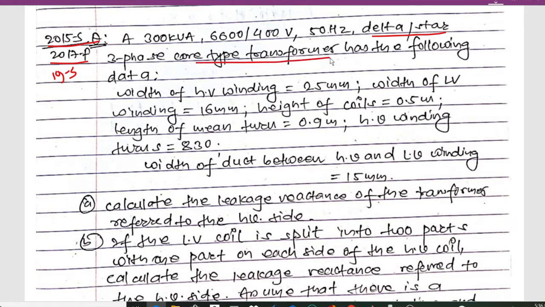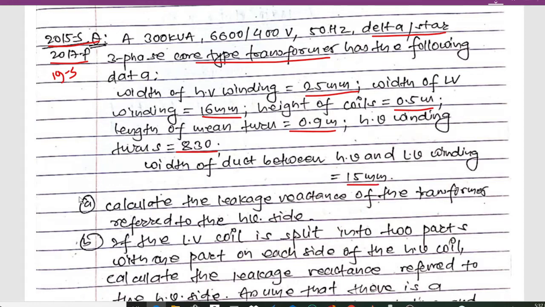Its respective data is given as: width of high voltage winding 25 mm, width of low voltage winding 16 mm, height of coil 0.5 meters, length of mean turn 0.9 meters, and high voltage winding turns 830. Similarly, the width of duct between high voltage and low voltage winding is given as 15 mm.